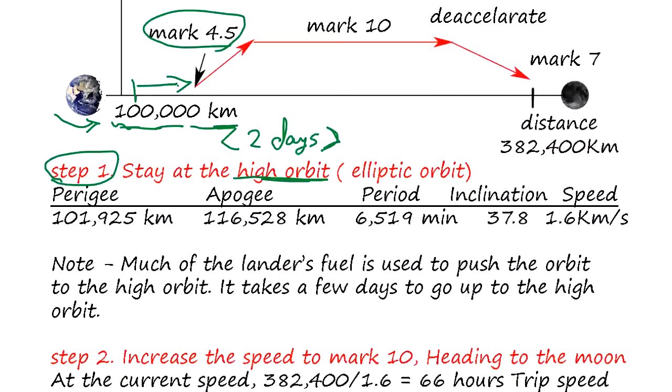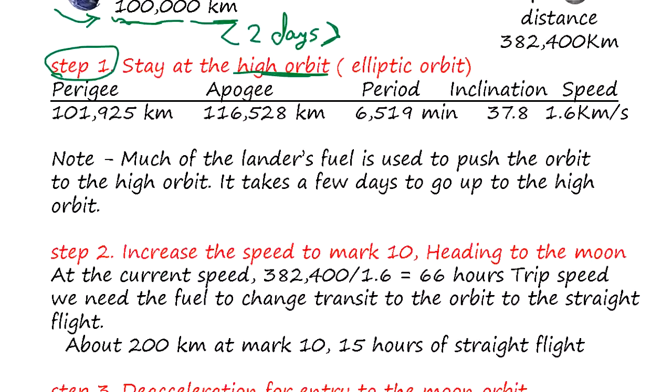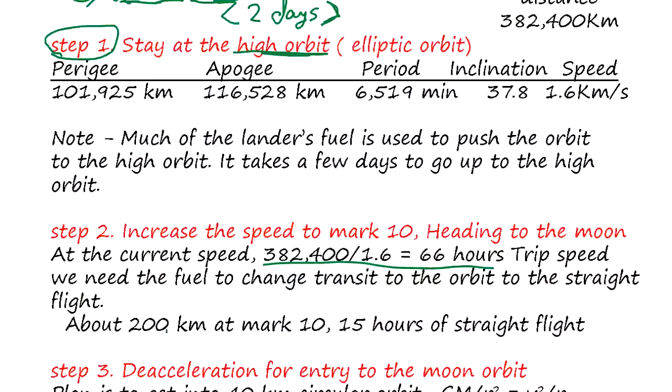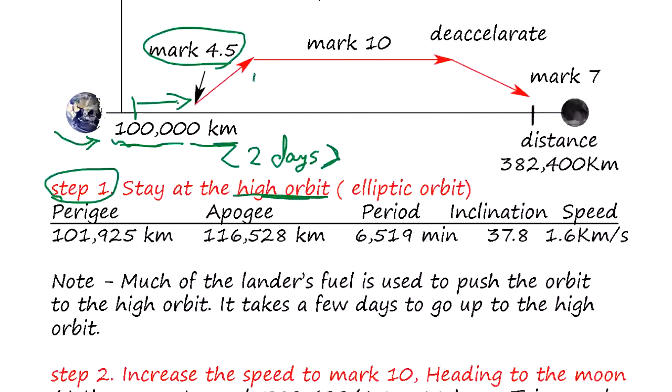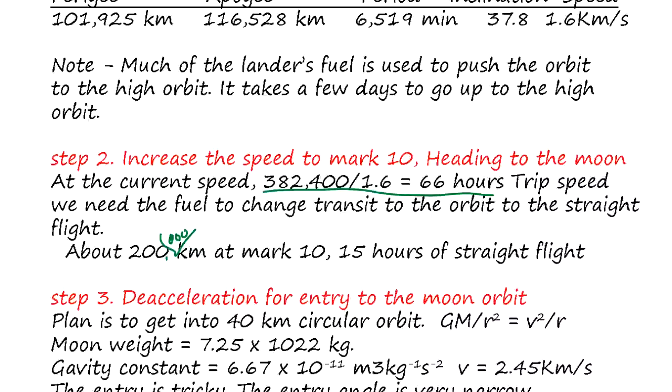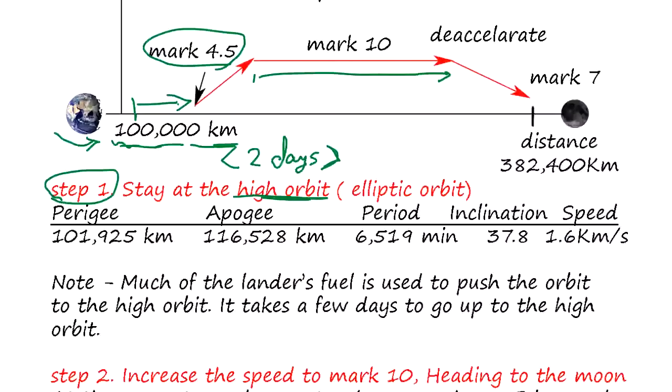Okay, now 4.5 is not fast enough because at that kind of speed, it takes a long time to get to the moon, so you have to speed up. It's about 200,000 kilometers. In this area, you have to have at least Mach 10, so you have to speed up to Mach 10. Then it's going to be about 15 hours of flight, and from here we have to decelerate.